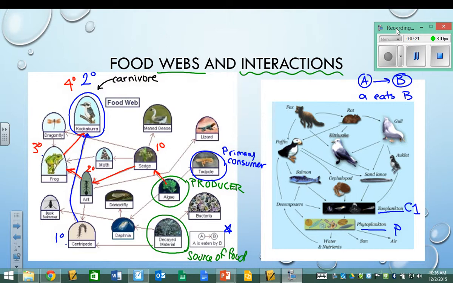Now, does anyone want to ask any questions about any of that? I'd like for you to take a minute and, looking at the food chain on the right now, tell me what level or levels you think the puffin, the rat, and the auklet are.